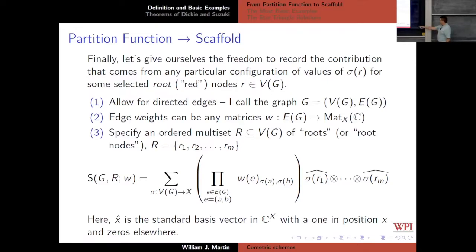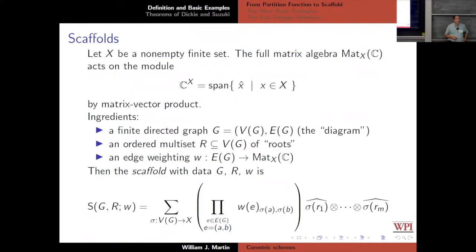So our standard module here, instead of all complex valued functions on X, which Paul calls the function algebra, has the standard basis X hat. So X hat is the vector, all zeros except there's a 1 in position X. Okay, and now I take each root node and I send it into X, and then I hold on to that hat. So there's these nth order tensors. Okay, so this is the definition of a scaffold, and the data it includes is the directed graph, the ordered list of root nodes, and the edge weights.